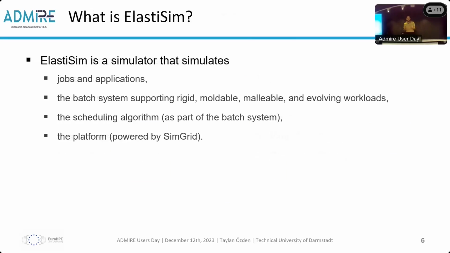So now coming to what Elastisim is. Essentially, it's a simulator for the simulation of jobs and applications. The batch system itself, so we have a simulation instance that simulates the behavior of Slurm, for example, or Maui, Torque, and we support rigid jobs, moldable, malleable, and with a new update, we also support evolving jobs. The simulation of the scheduling algorithm is also integrated, and we have the platform powered by SimGrid. So it's a flow level simulator. I will introduce that in a short second.